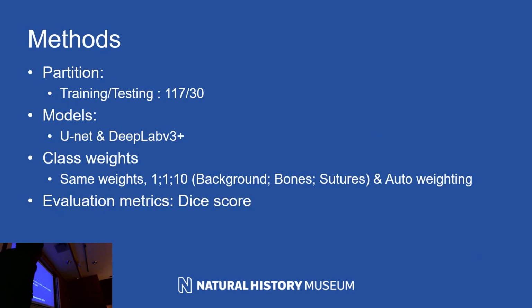So here's the method I tried. First I split them into training and test sets, in a very classic 80% to 20% partition. The models I tried are UNet and DeepLab version 3, which are classic semantic segmentation architectures. To tackle the sutures being really small, I tried different ways of weighting. First is equal weights, and the second is 1:1:10, so I increase the weight of the suture. I also added auto weighting, where I automatically calculate the proportion of suture inside each slice and assign this auto weighting to the model.